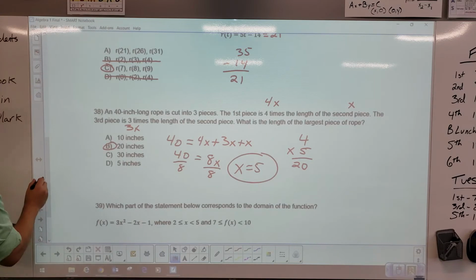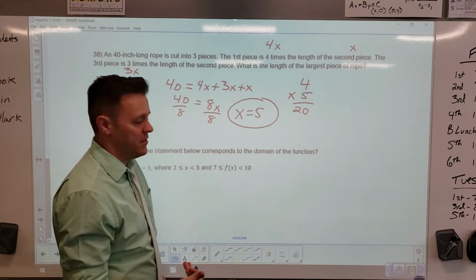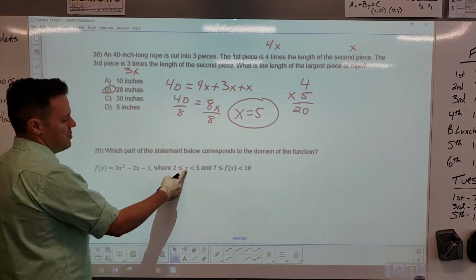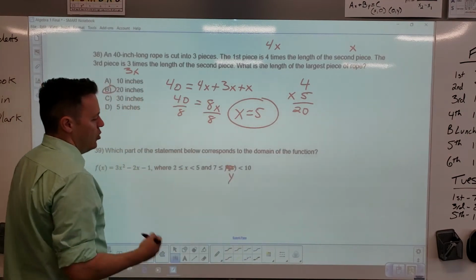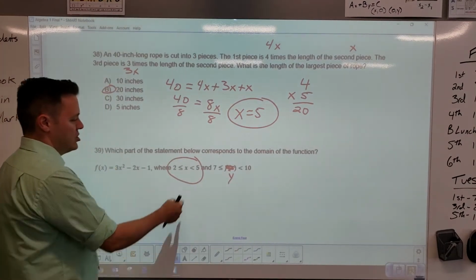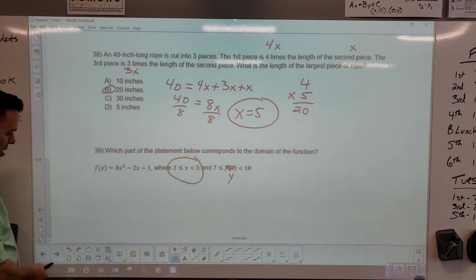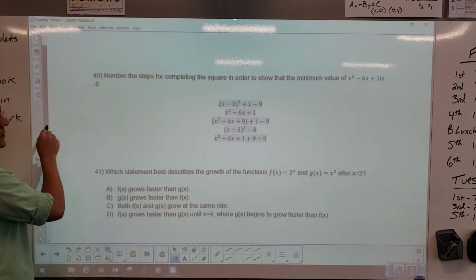That's B. 39, which part of the statement below corresponds to the domain of a function? Well, ladies and gentlemen, remember, f of x is the same as saying y. So domain goes with x, range goes with y. So you would select that portion of the statement. Remember, D is x, R is y, a huge thing to remember.